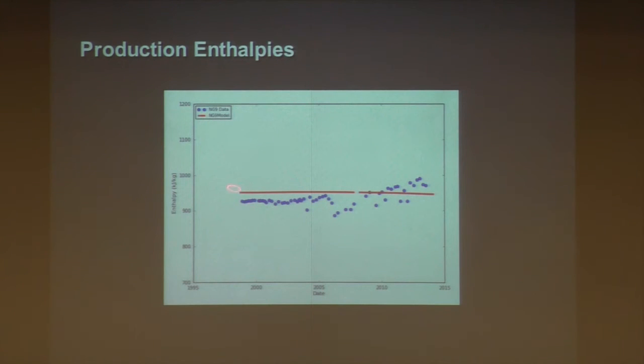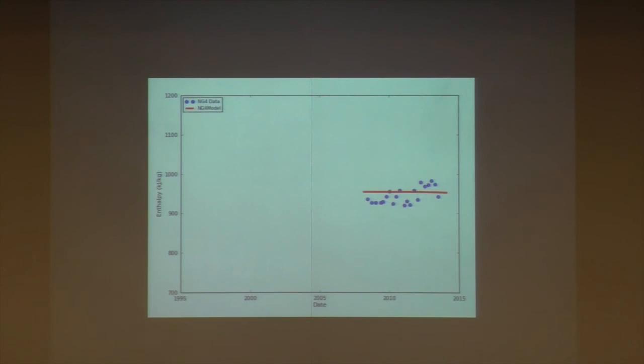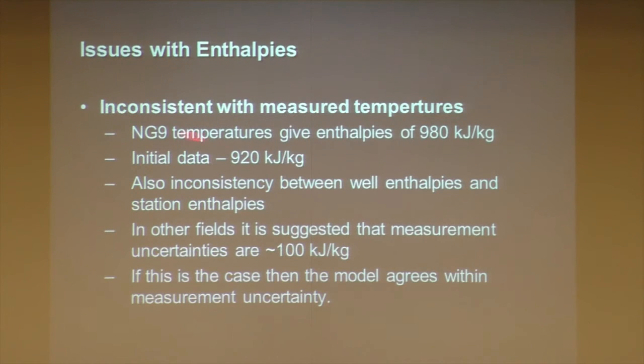If we look at this enthalpy at early times, we find that it's inconsistent with the measured temperature in the well. The measured temperature in that well suggests that we should be about 980 kilojoules per kilogram, but it is being measured at 900. This is an inconsistency that's been noticed in the reservoir. A lot of work has been done to understand it, but so far no explanation has been found for why the enthalpies do not appear to be consistent with the rest of the data we have about the reservoir. It's also inconsistent with what's been measured at the power station.